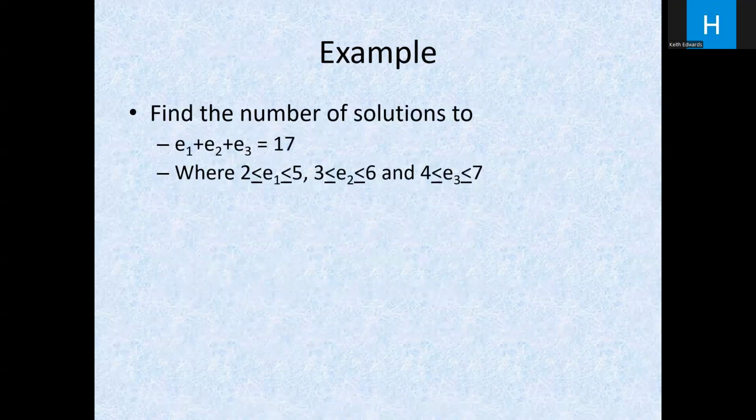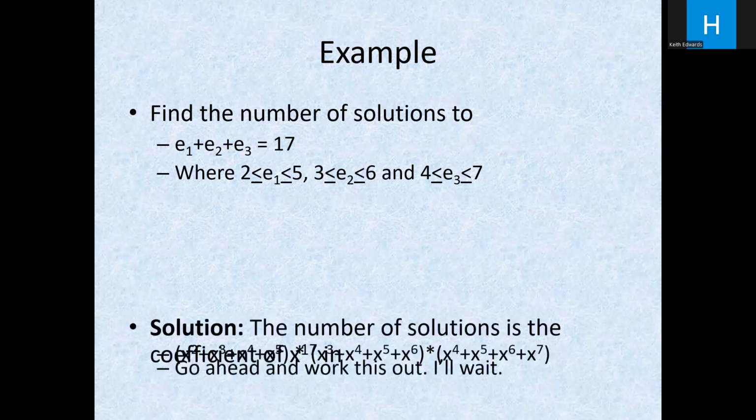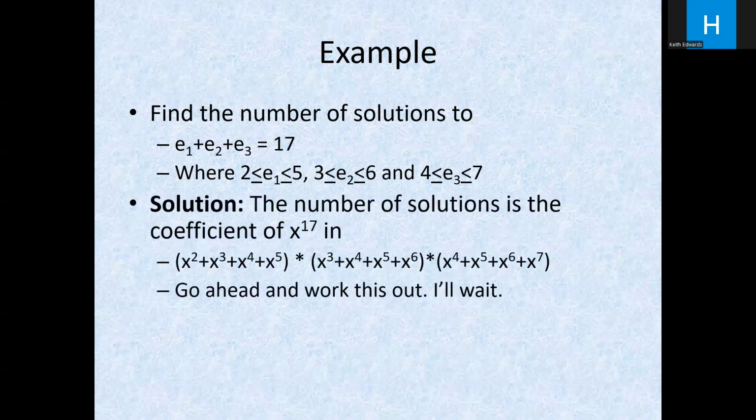So let's say e1 plus e2 plus e3 needs to be equal to 17. And e1 is somewhere between 2 and 5 inclusive. e2 is between 3 and 6. And e3 is between 4 and 7. So what we can do is basically write out the number of solutions. For e1, it would be x squared plus x cubed plus x to the fourth plus x to the fifth, multiplied by the values that e2 can take on, which would be the powers between 3 and 6, and multiplied by the powers that e3 can take on, which would be the powers between 4 and 7.